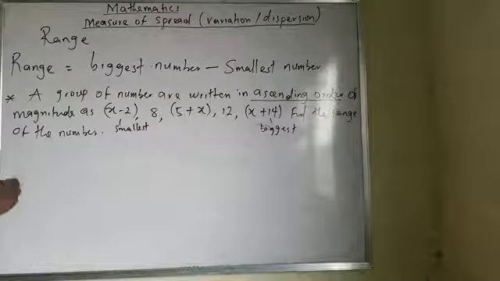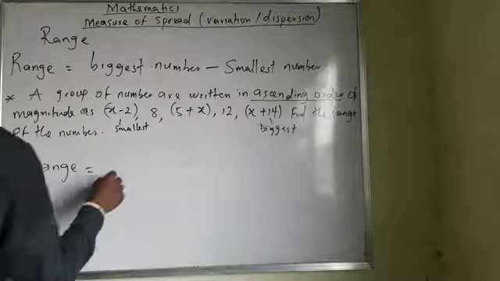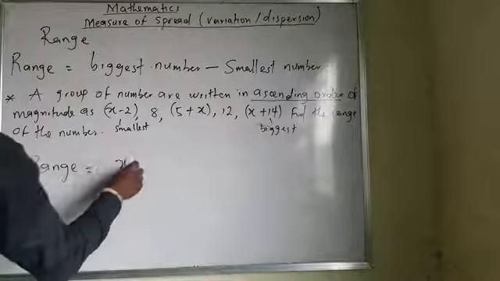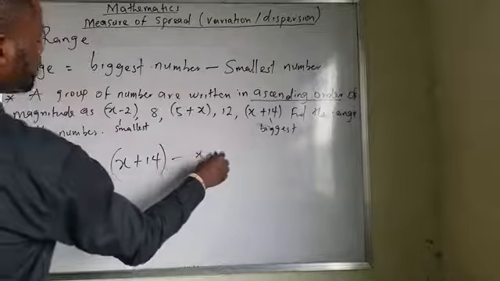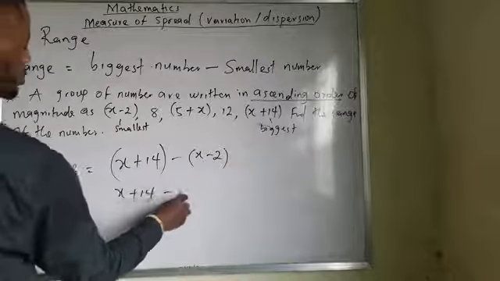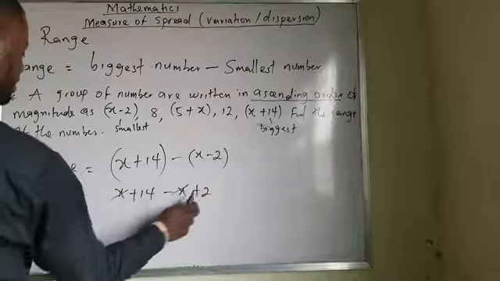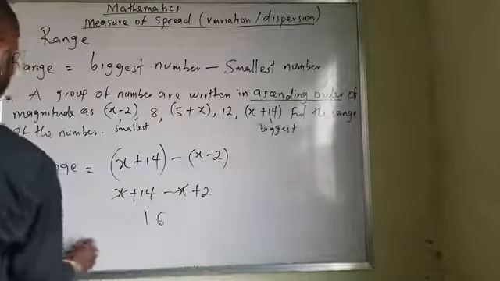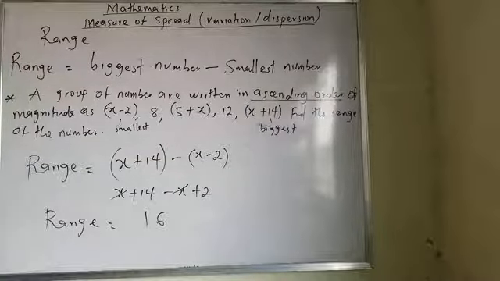That is the word ascending. It means my range will be equal to x plus 14 minus x minus 2. It means x plus 14 plus x plus 2, hmm, this will cancel this, and this and this become 16. It means my range is 16. That is all. Please take note of those things very, very well.